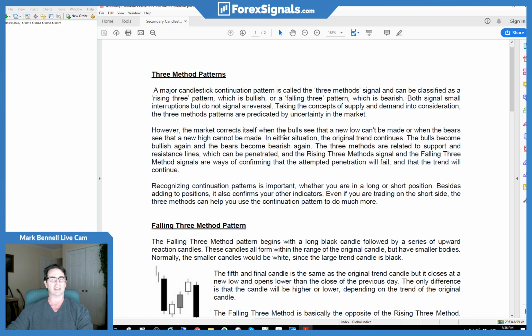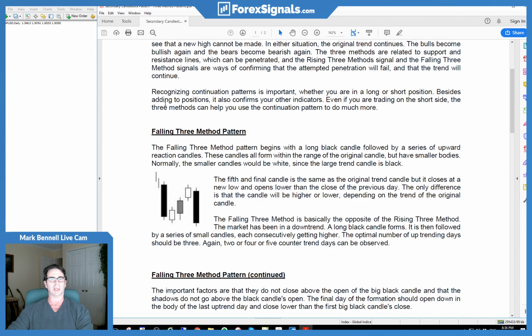However, the market corrects itself when the bulls see that a new low can't be made, or when the bears see that a new high cannot be made. In either situation, the trend continues. The bulls become bullish again and the bears become bearish again. The three methods are related to support and resistance lines which can be penetrated. Let me read that again. The rising three method signal and the falling three methods signals are ways of confirming that the attempted penetration will fail and that the trend will continue.